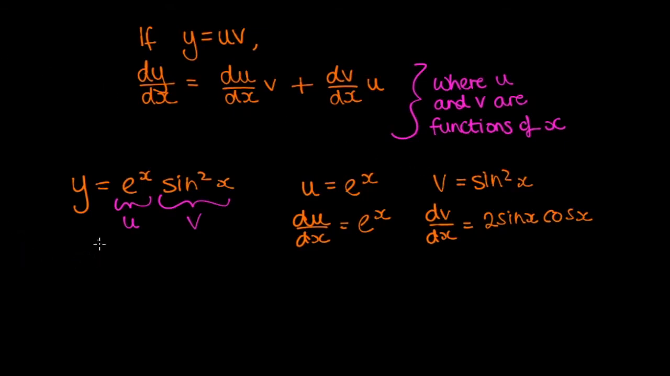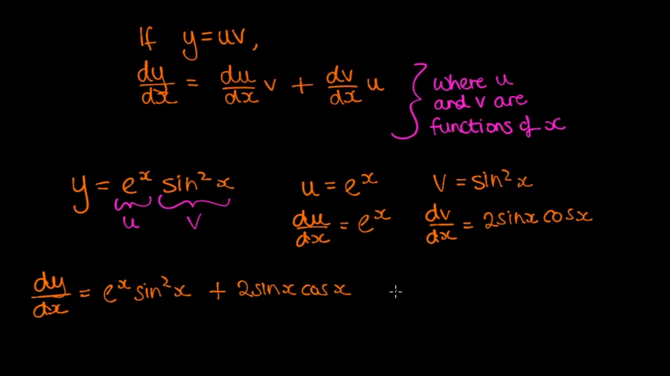And so our answer for dy by dx is du by dx, that's e to the x times v, which is sine squared x, plus dv by dx, which is 2 sine x cosine x, multiplied by u, which is e to the x. So this is our answer. We can neaten this up by factorizing out e to the x sine x. So this is e to the x sine x multiplied by sine x plus 2 cosine x.